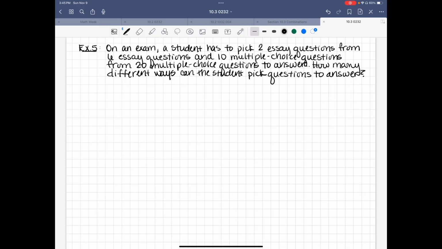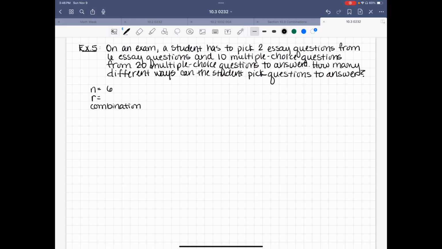Okay, so let's talk about this. Actually has 2 problems involved in it that we have to do before we can find the total. So it says a student has to pick 2 essay questions from the 6 essay questions. So that's going to be my first N, my first R. And if I can just pick any 2 questions from those 6, the order is not mattering. If I pick question 1 and question 2 to answer, that is the same as picking question 2 and question 1. Okay, so it is a combination.